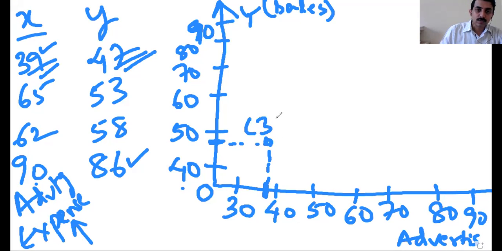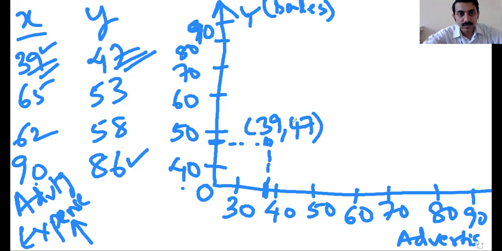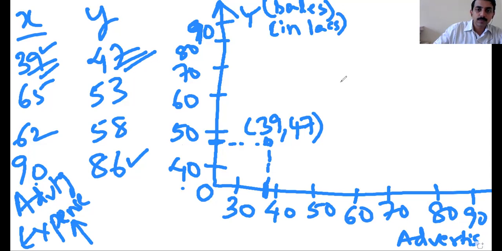Okay, so this value will be 39, 47. Has anyone not understood this? So when the advertising expense is 39,000, sales is 47. I think I forgot to give the units. Sales is actually in lakhs. Here only we will mention it. And advertising expense in thousands.